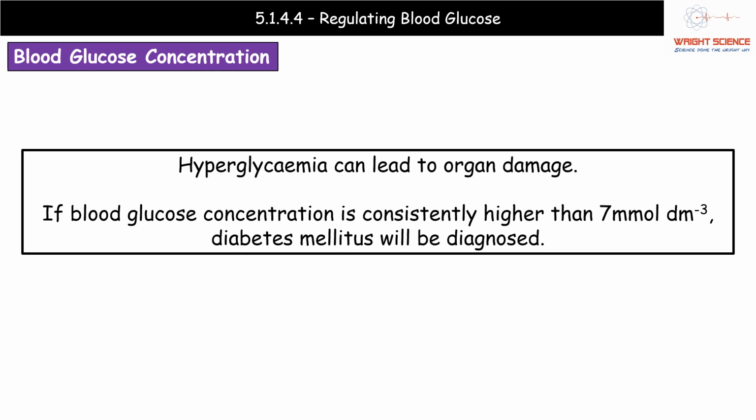On the other end of the spectrum, when your blood glucose is too high, then that is described as hyperglycemia, and this can lead to organ damage in a range of different organs. So what we're going to see is that if your blood glucose concentration is consistently higher than 7 millimoles per decimeter cubed, then you are going to be diagnosed with diabetes mellitus.